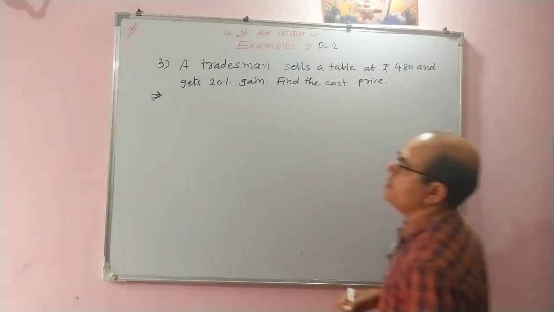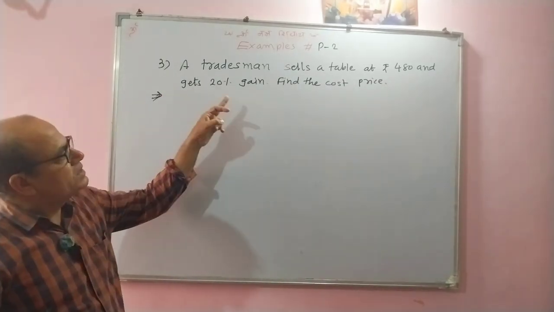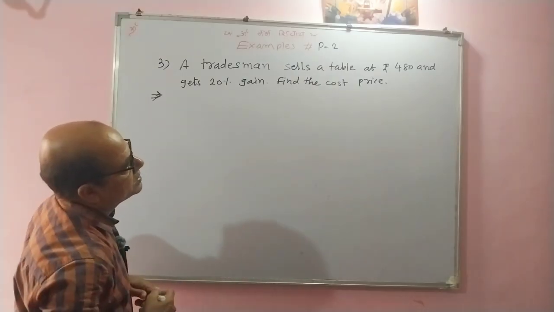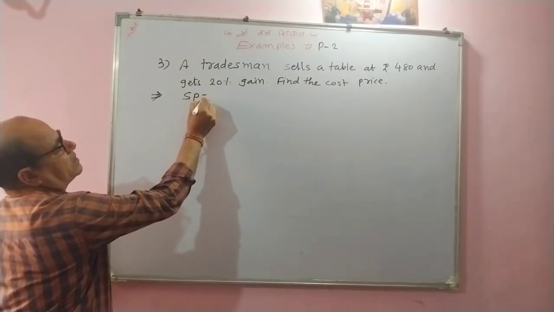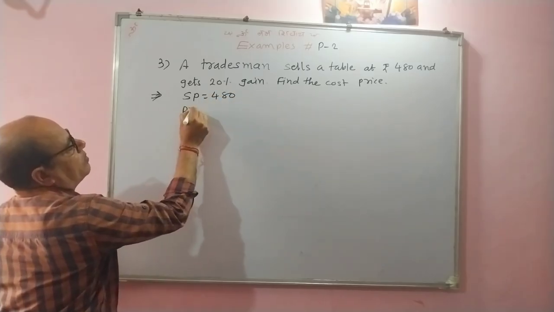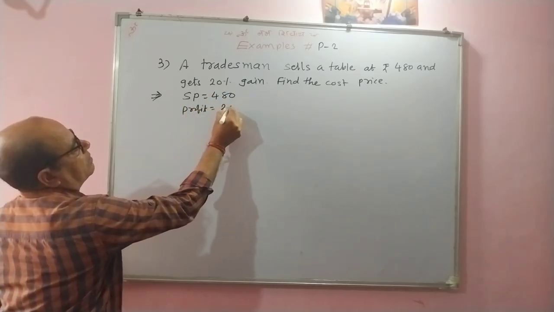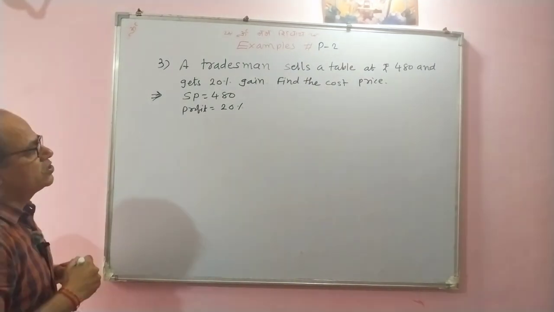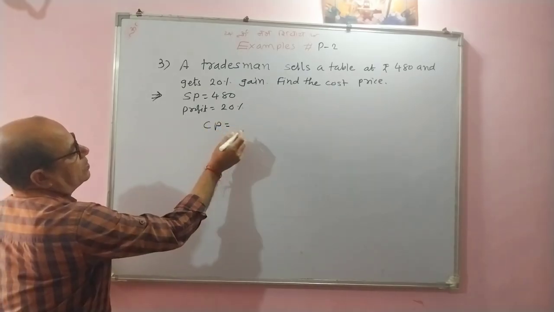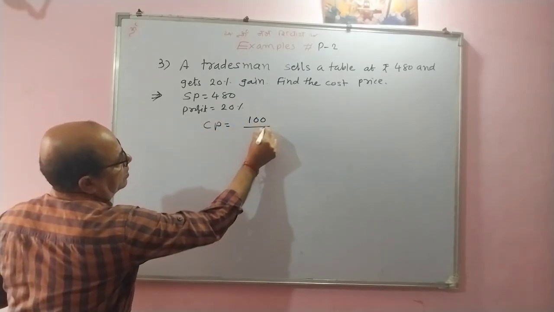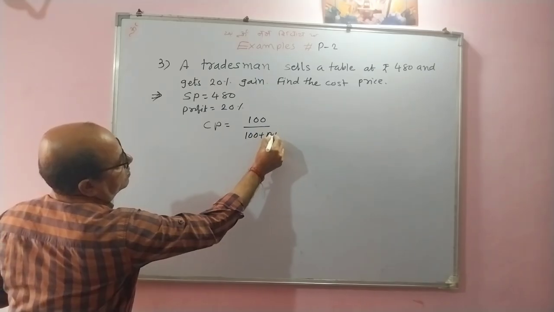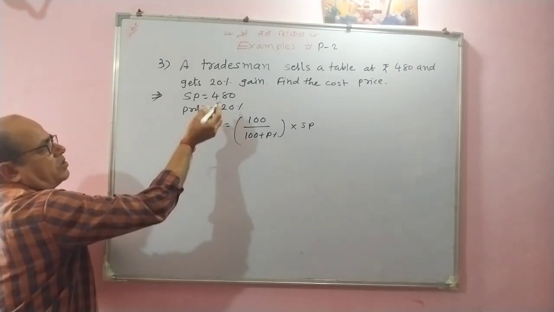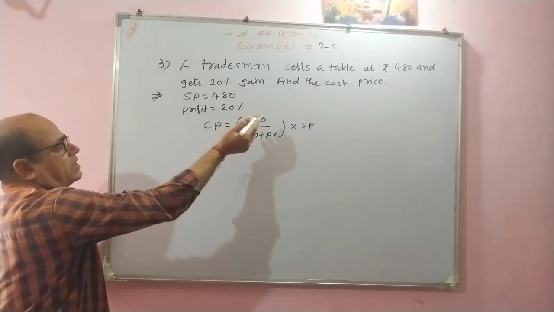Now the next example is: a tradesman sells a table at rupees 480 and gets 20% gain. Find the CP. So here what is given? SP is given, 480, and profit percentage is given, 20%. So here also, like the previous example, you have to use the formula for the shortcut. Here it is changed: in the question it was asked to find SP there, but here it is asked to find CP.